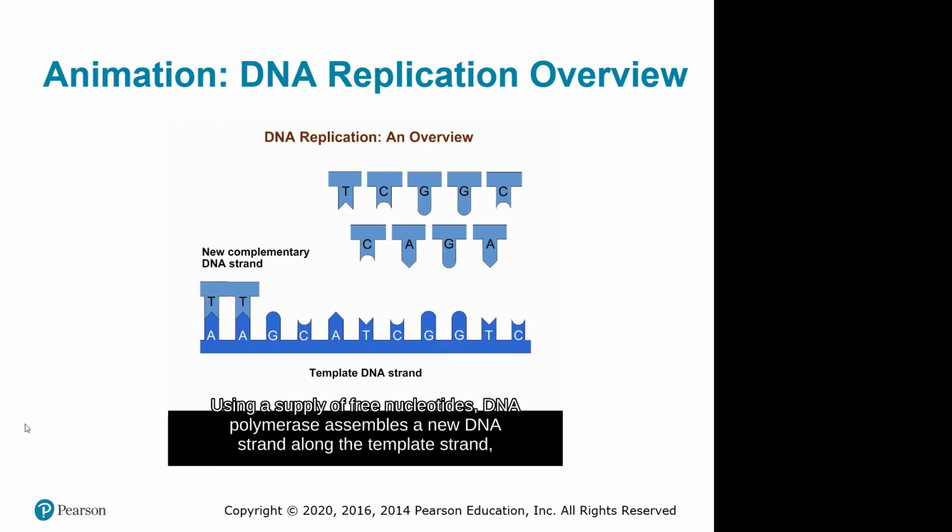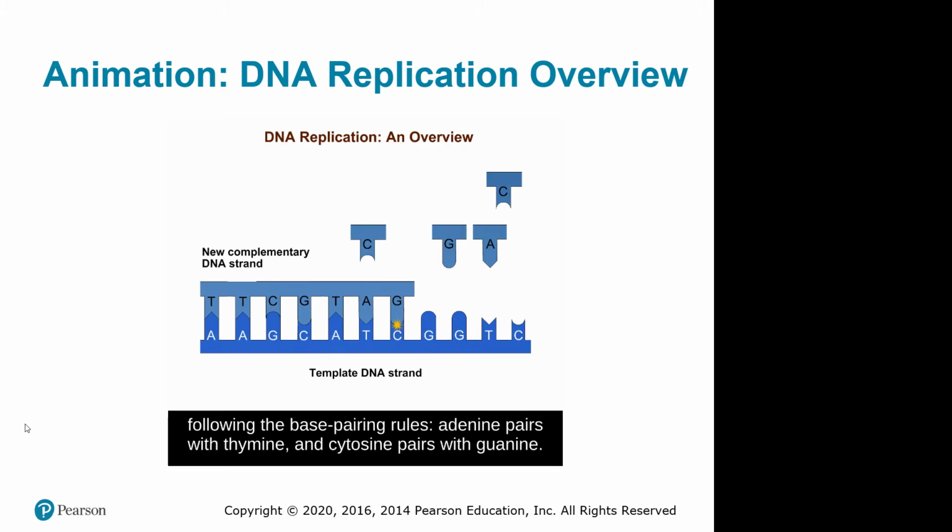Here's a simplified close-up of replication, showing what happens along one of the template DNA strands. Using a supply of free nucleotides, DNA polymerase assembles a new DNA strand along the template strand, following the base pairing rules. Adenine pairs with thymine, and cytosine pairs with guanine.